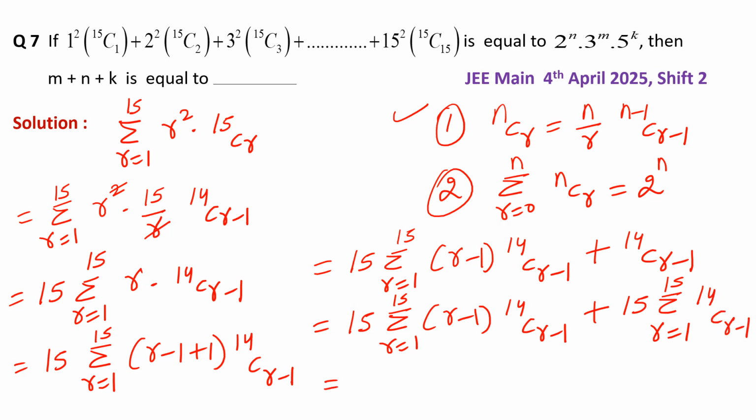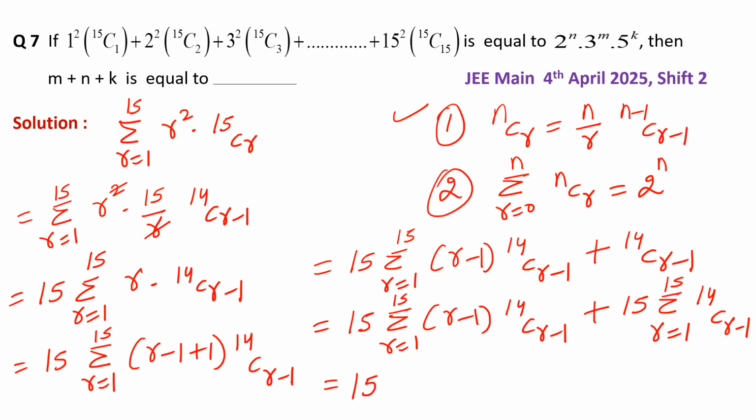Now students, in the first summation, I will again use the first property to get rid of r minus 1. You can clearly see 14C(r minus 1) will become 14 upon (r minus 1) into 13C(r minus 2). So this r minus 1 in the denominator will get cancelled, right? But since now we are having the binomial coefficient as 13C(r minus 2), r cannot start from 1 because that term will become meaningless. So I have to start r from 2.